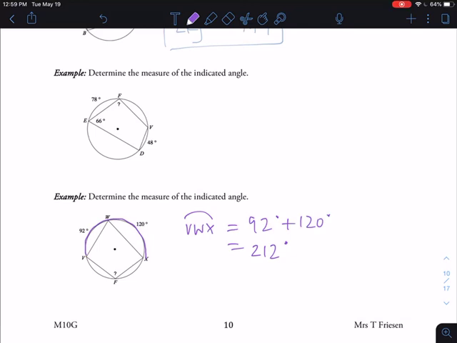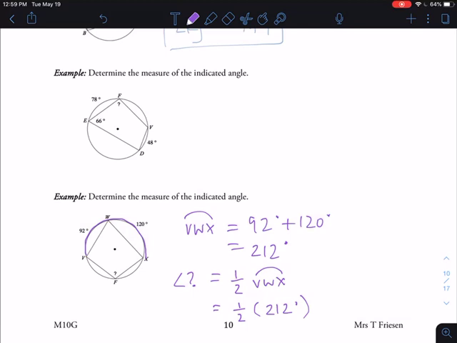Okay, and when I know that, then I can figure out angle question mark because it's the inscribed angle that goes along with the arc, and therefore it's half of arc VWX. So in this case, that means half of 212 degrees. So we're going to divide 212 degrees by 2.